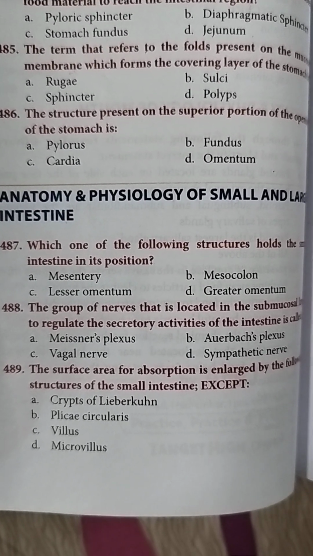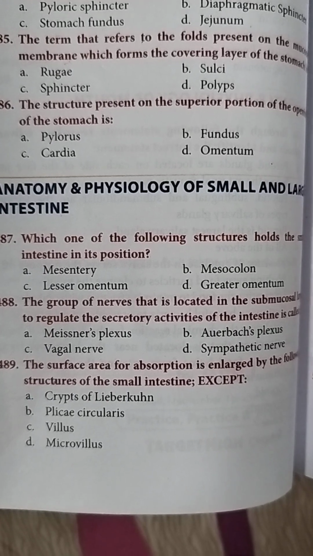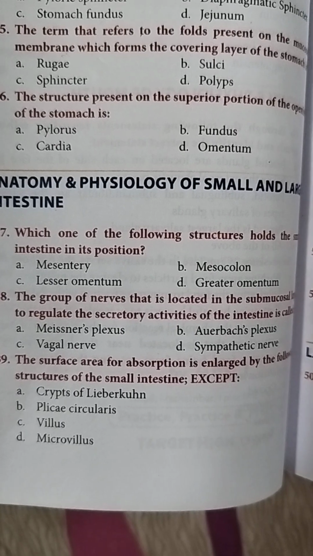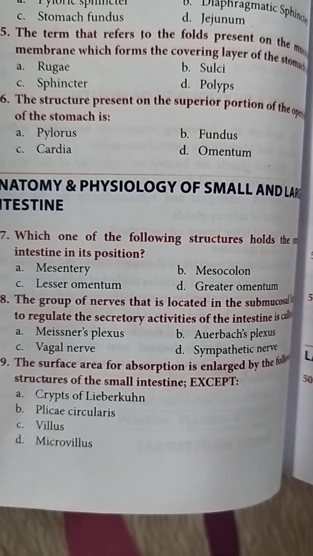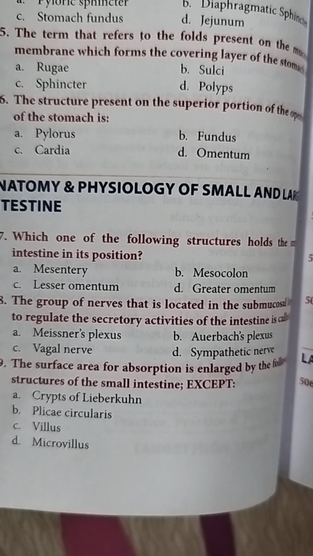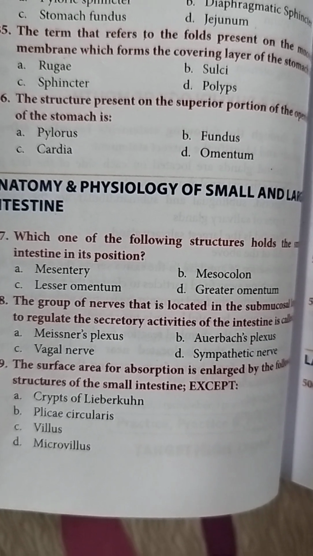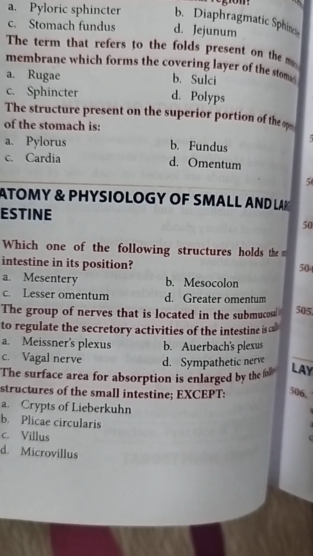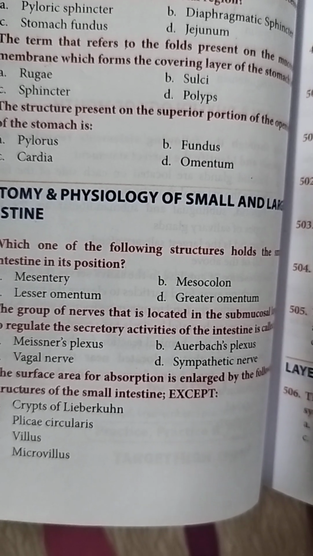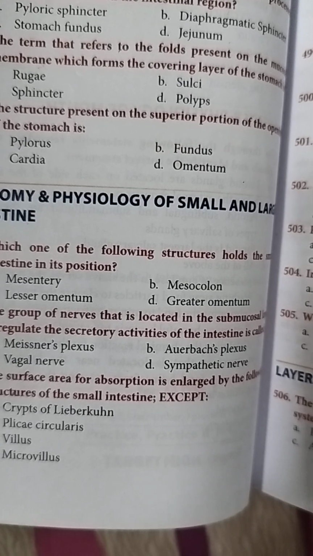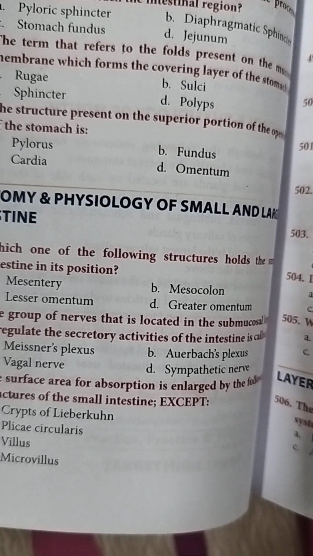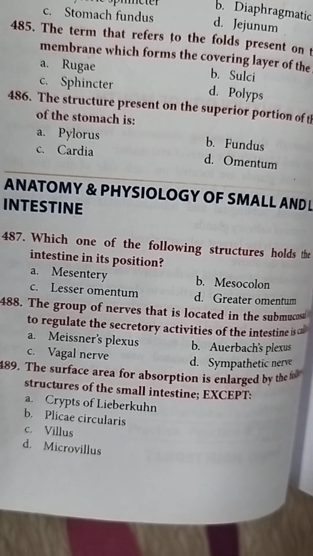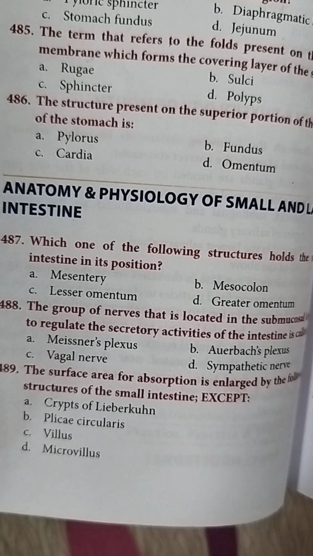আজকে আমরা অ্যানাটমি অ্যান্ড ফিজিওলজি অফ স্মল অ্যান্ড লার্জ ইন্টেস্টাইন এই কোশ্চেনগুলো আলোচনা করব। Which one of the following structures holds the small intestine in its position? Answer হবে mesentery. The group of nerves that is located in the submucosal layer to regulate the secretory activities of the intestine is called, Answer হবে Meissner's plexus.